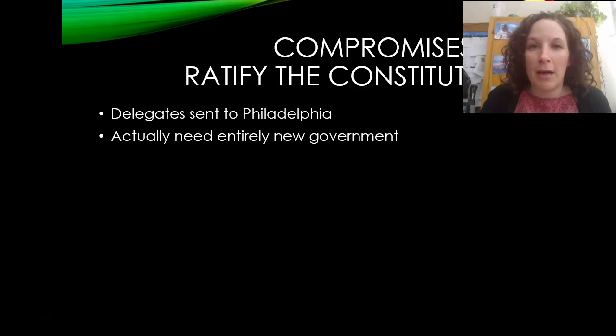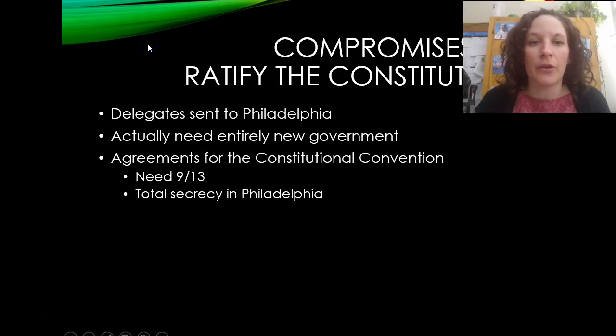They had to make some agreements before the agreement. So they agreed that they would only need 9 of the states to agree for the Constitution to be ratified. So they immediately said, the unanimous vote is too difficult to get for the articles, and we don't need unanimous consent here. So they agreed that 9 out of 13 was a sufficient supermajority to set up this new constitution. They also agreed to total secrecy in Philadelphia.